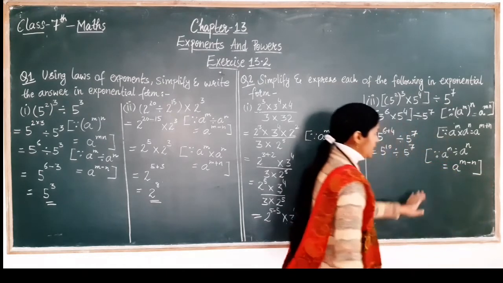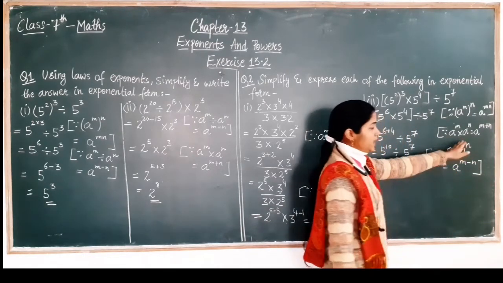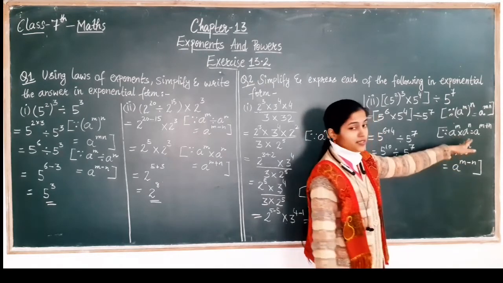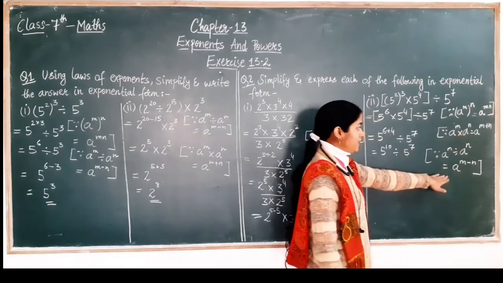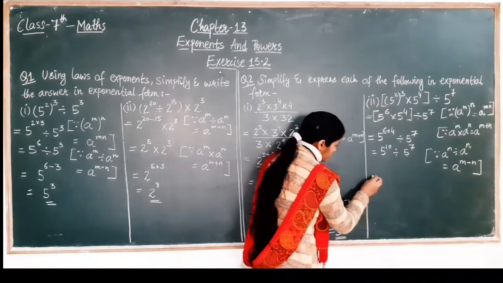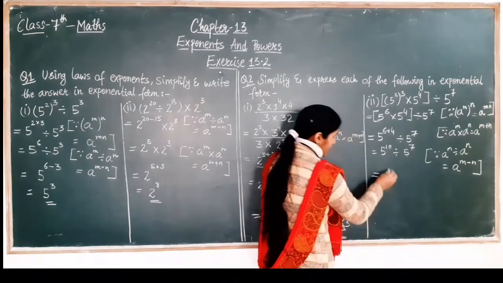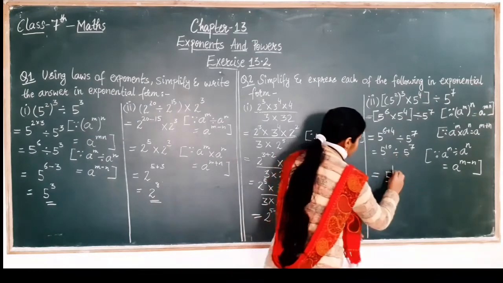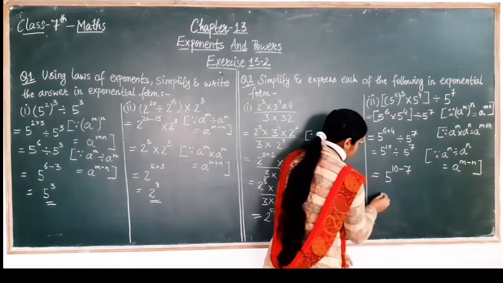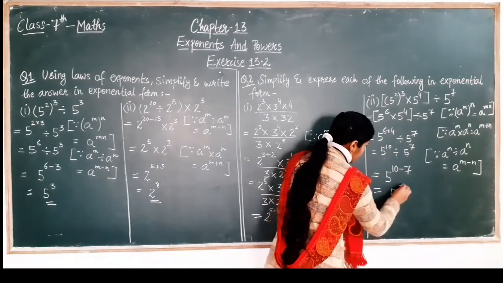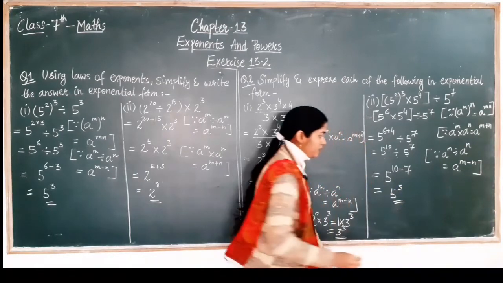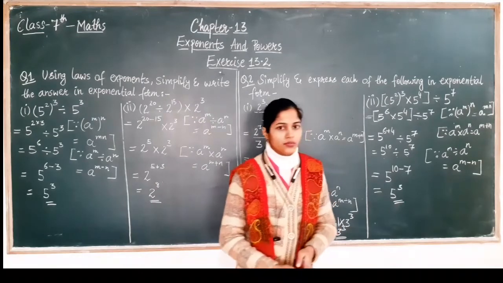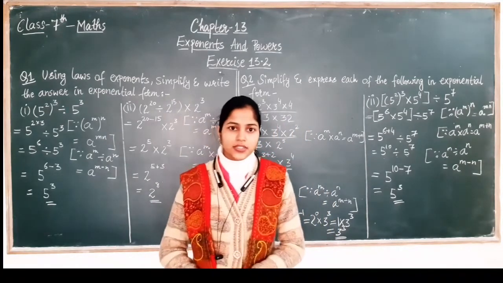Okay. So in multiplication we add the powers, and in division we subtract the powers. So what we have to do is, bases are same and powers are different, so we have to subtract the powers. So what we'll get? We'll get the answer as 5 raised to the power 3, or 5 cubed. Now we'll see our next question.